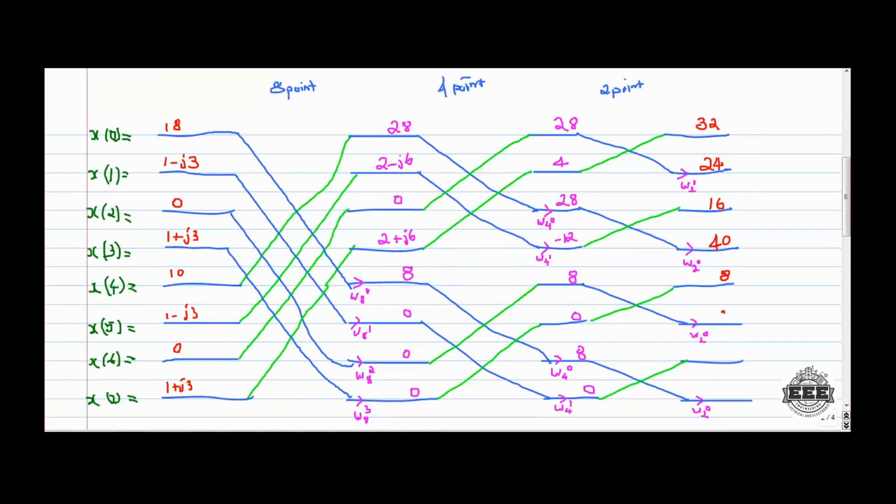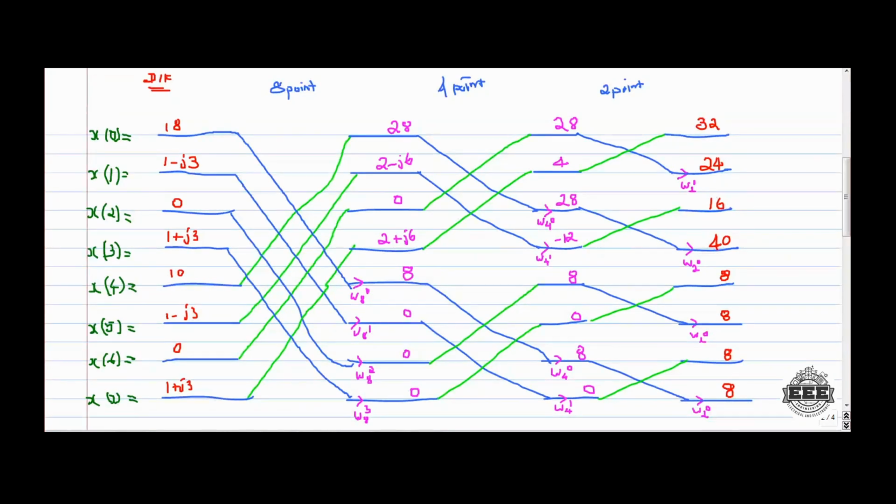8 minus 0, 8. 8 into 1, 8. Again, 8 plus 0, 8. 8 minus 0, 8. 8 into 1, 8. Okay, this is the third stage output according to the DIF, the decimation in frequency. First stage, second stage and third stage, the output of this third stage. Decimation in frequency procedure has been completed.